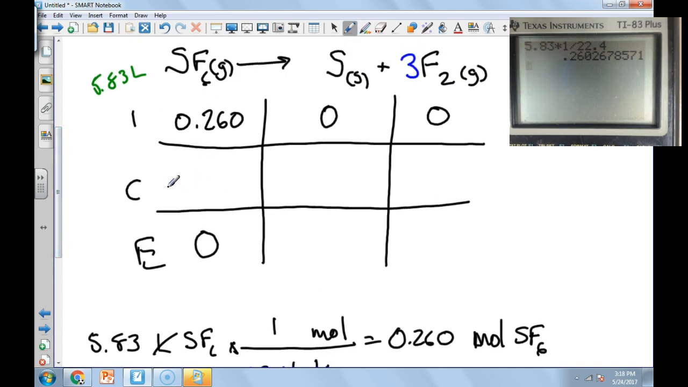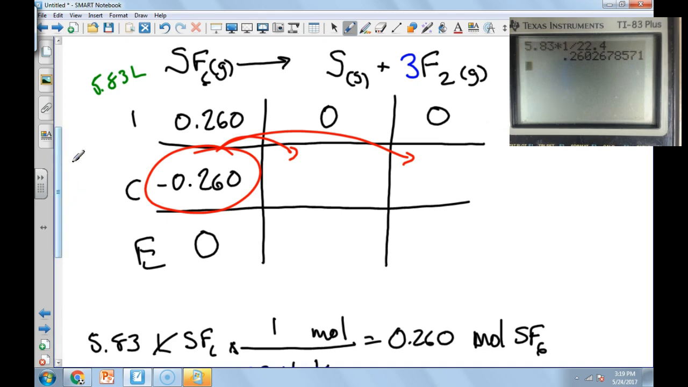Now, we're going to figure out the change box here. The first change box is kind of the key to the rest of the ICE chart. So 0.260 to get down to nothing. That means that the reaction is going to use up all of the SF6. Perfect. Okay, but that change box here is phenomenal because that's going to allow us to calculate this and this, which then gets us down here.